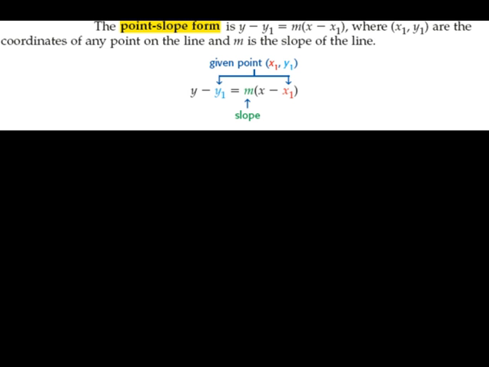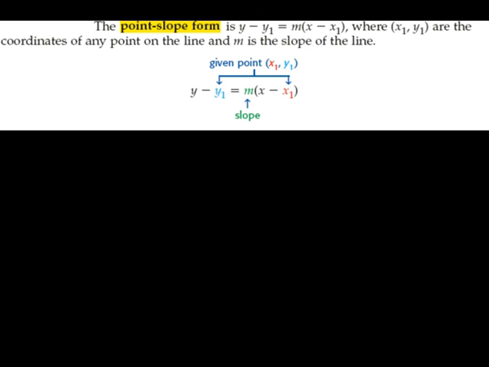Okay, there's another form of a line that maybe wasn't emphasized in Algebra 1 very much. It's called point-slope form, and it follows the formula y minus y1 equals m times x minus x1, where x1, y1 are coordinates of any point on the line and m is the slope of the line. Okay, I can show you how that works.